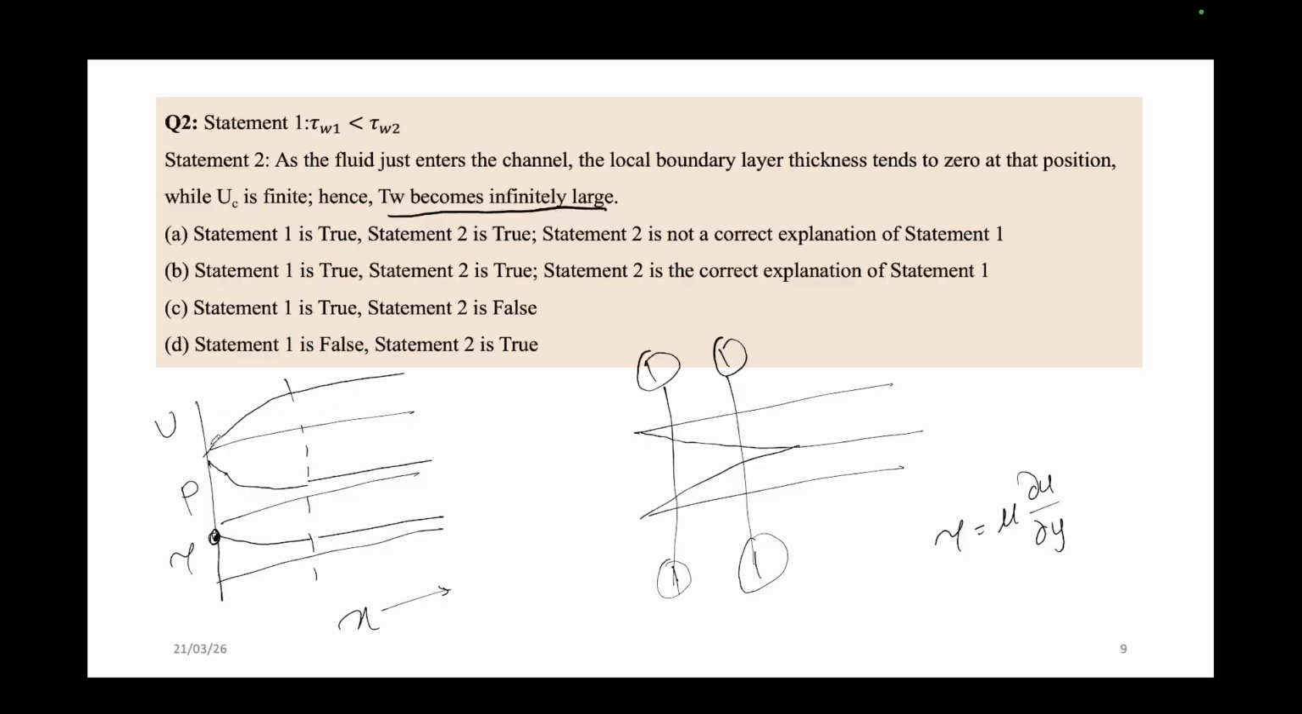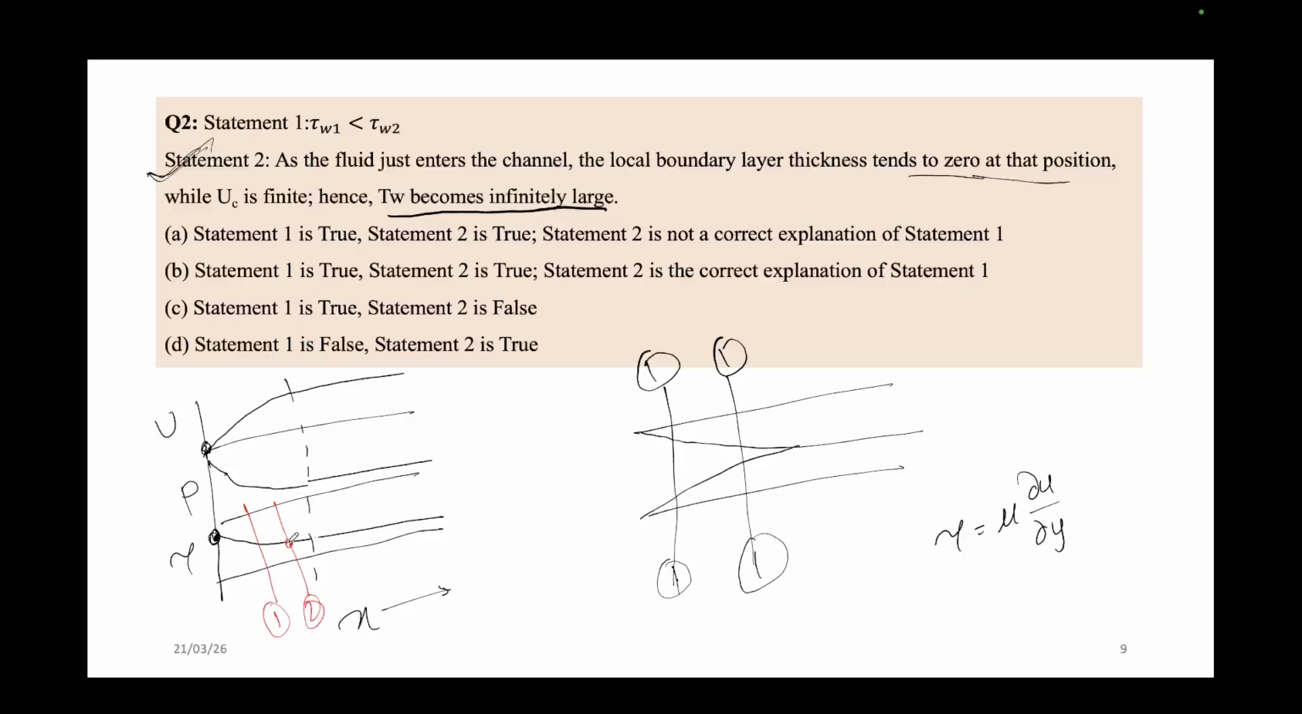UC is finite. Yes. At the entry UC is finite. And it says that it tends to 0 at this position, the point where the thermal boundary layer is 0. That means this point they are talking about. So statement 2 is correct or no? Correct. Now I am talking about statement 1. So I am just taking 2 points. This is section one. This is two.